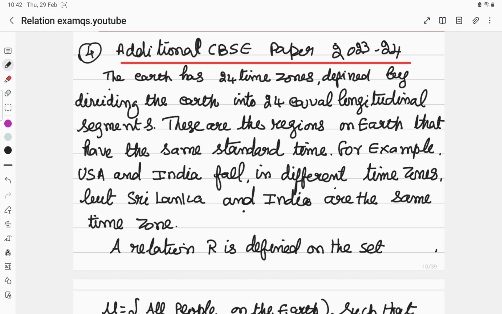The earth has 24 time zones defined by dividing the earth into 24 equal longitudinal segments. These are the regions on earth that have the same standard time. For example, USA and India fall in different time zones, but Sri Lanka and India are in the same time zone.